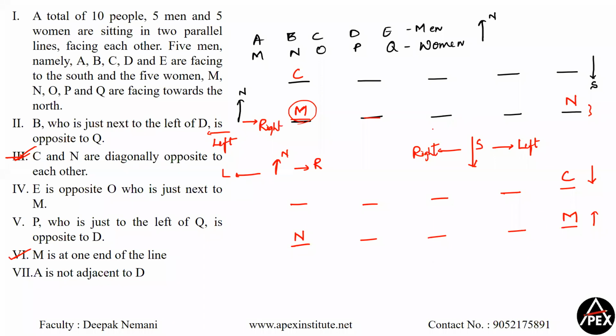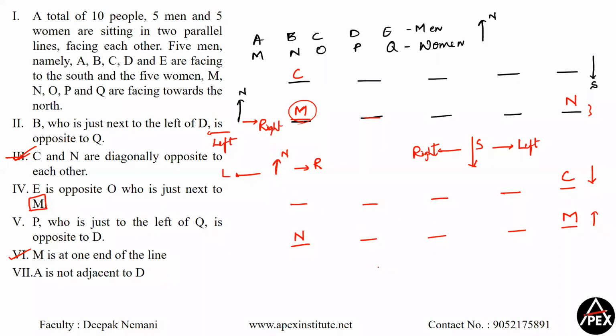Now which statement should we consider? 4. Why? Because we have a mention of M. M is mentioned in fourth statement, isn't it? So E is opposite O, who is just next to M.